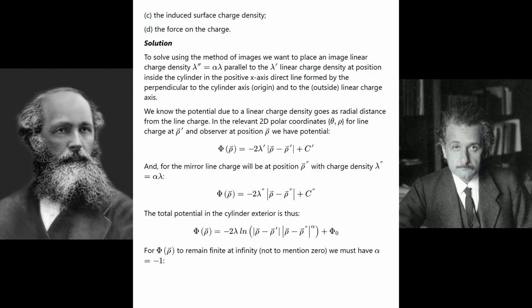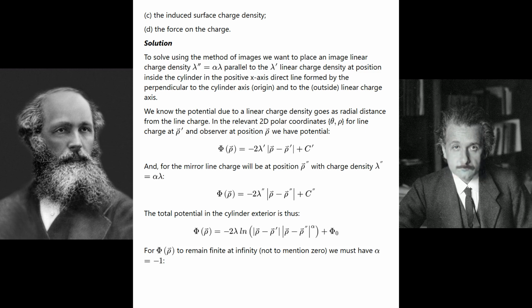Solution: to solve using the method of images, we want to place an image linear charge density lambda double prime equals alpha lambda parallel to the lambda prime linear charge density at a position inside the cylinder in the positive x-axis direction, along the line formed by the perpendicular to the cylinder axis, origin, and the outside linear charge axis. We know the potential due to a linear charge density goes as the log of the radial distance from the line charge.